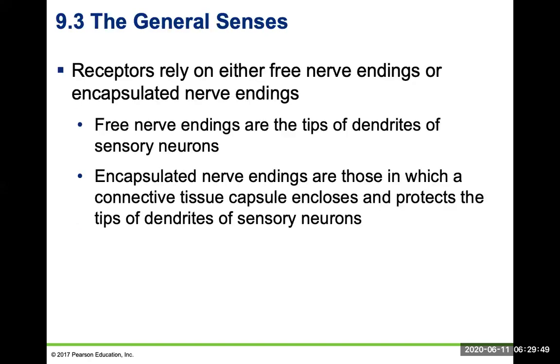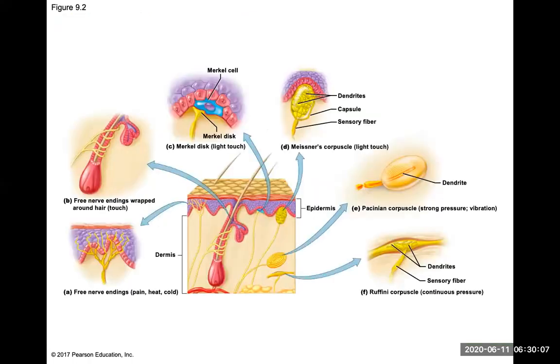Receptors rely on either free nerve endings or encapsulated nerve endings. Free nerve endings are just the tips of sensory neurons, or dendrites. And encapsulated nerve endings are those in which a connective tissue capsule encloses and protects the tips of dendrites of sensory neurons. So here's an example of a free nerve ending in your skin detecting pain, heat, and cold, wrapped around hair. Here's a Merkel disc, which picks up light touch sensations.